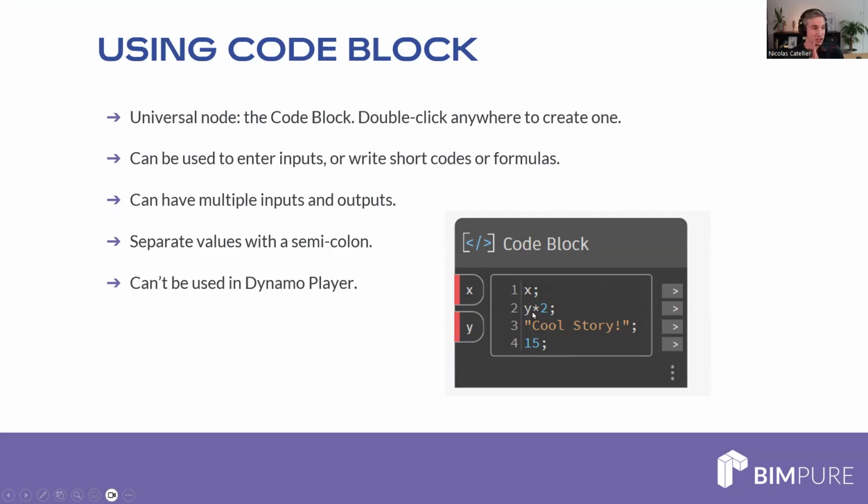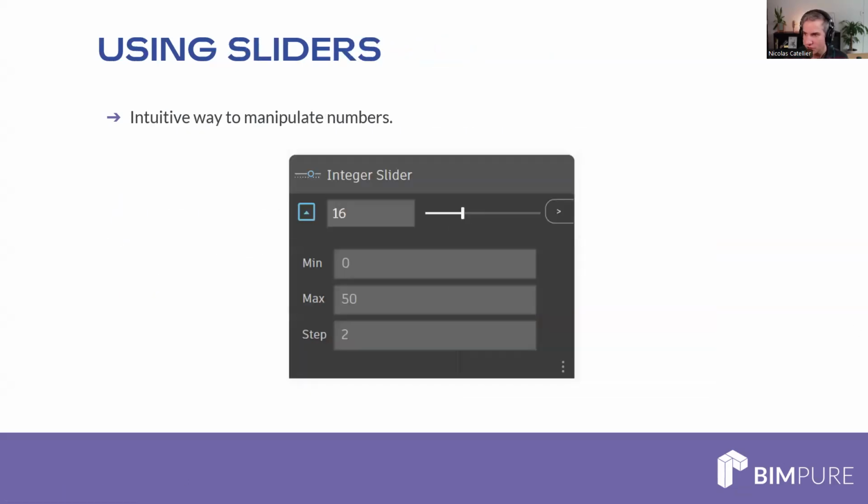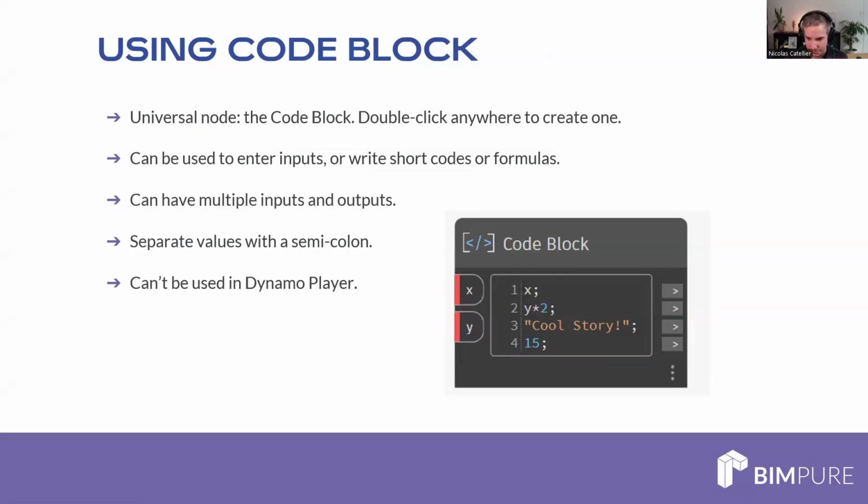The limitation, though, of this is it cannot be used in the Dynamo player. You cannot customize the values in the Dynamo player for the users. So anytime I have a script where I want a value to be customized, for example, let's say that I have a script that lets the user change the wall top offset, and I want them to be able to use it in Dynamo player, which we're going to explore later, I wouldn't use a code block for this value. I would use a number node instead, right? But let me show you what you can do with the code block.